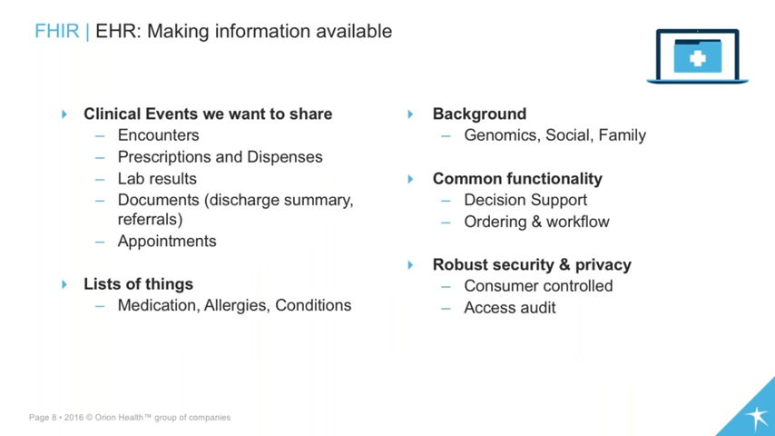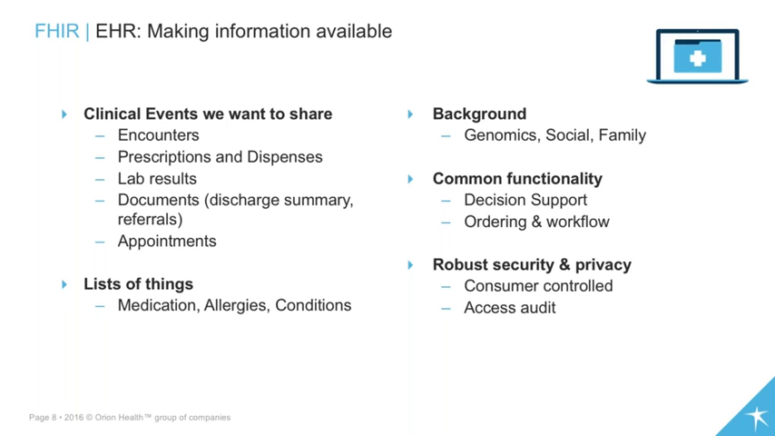Here is a picture of some of the information that you might put in such a repository. Clinical events that we want to share, such as encounters and prescriptions, and lists of things like the patient's medication list. This is a big win for us if we were to get the my list of medications working correctly, for example. Then background information: the genomics, the social history, the family history, and common functionality. Another key point we really don't have time to talk about is that FHIR gives us the opportunity to put complex business logic behind an easy-to-use interface, such as an immunization registry. And that can give us big benefits.